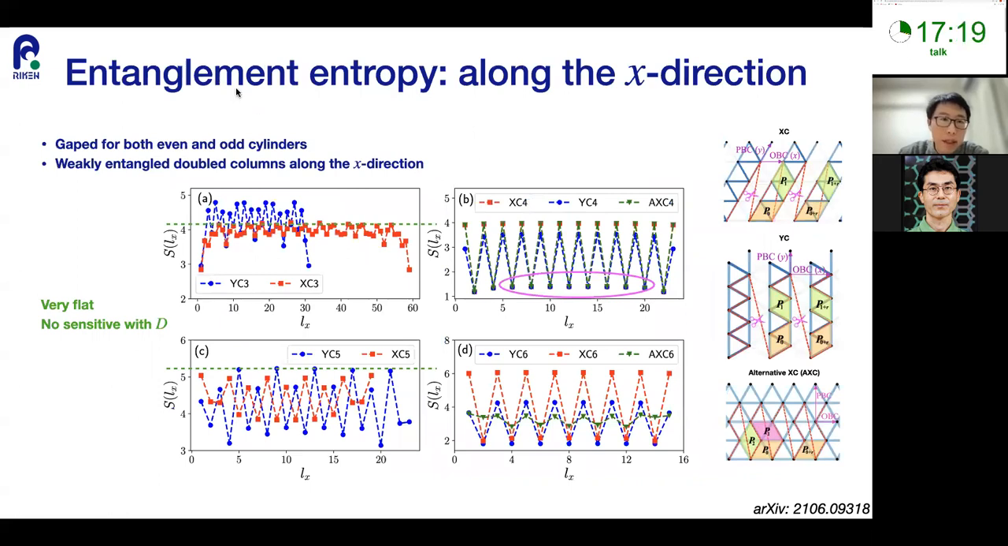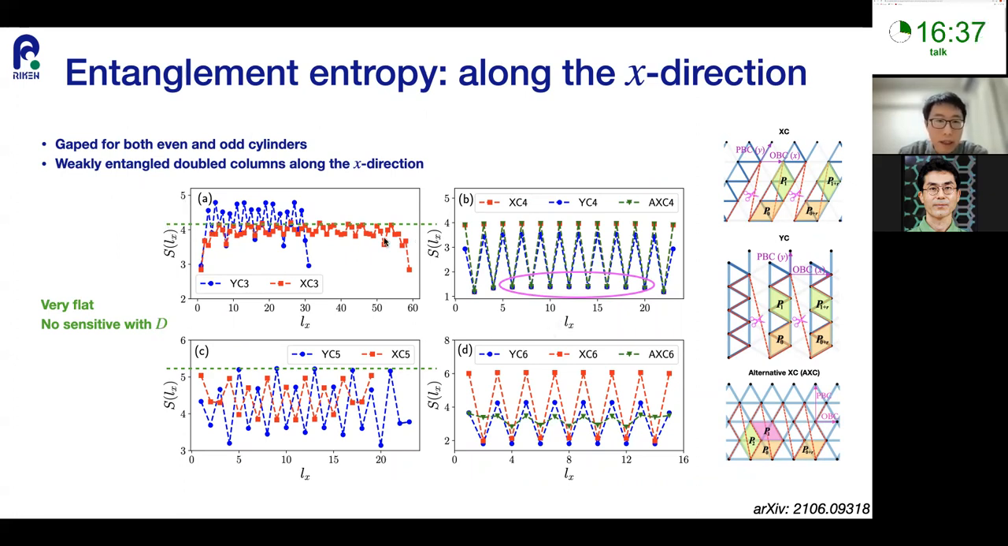Except for the ground state correlation, we can also measure the entanglement properties from the MPS. This figure shows the entanglement entropy measured in the cut between these columns, and you can see that not only for the even width cylinder, but also for the odd width cylinder, the entanglement entropy distributions are very flat, and actually they are not very sensitive to the bond dimension.